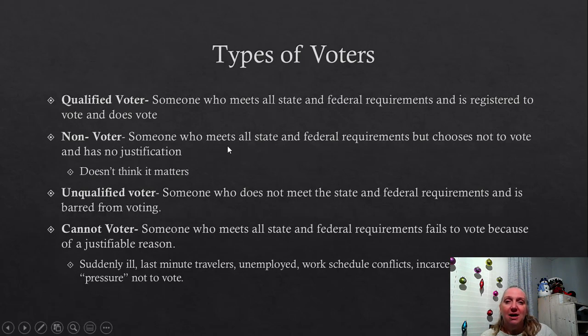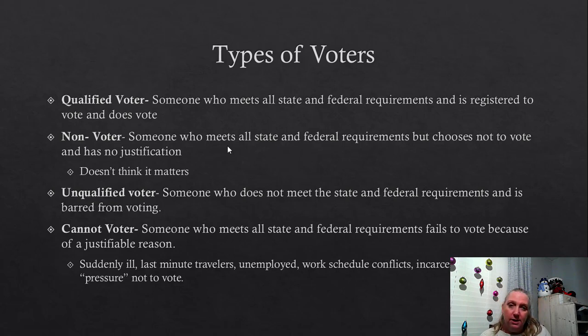All right. Now, let's talk about voters. So to be able to vote, you have to be a citizen. And we went over the ways that you became a citizen in this country. Now, let's talk about the type of voters that we have in the United States. So there's what is called a qualified voter. And this is someone who meets all state and federal requirements and is registered to vote and does vote. Okay, so a qualified voter can vote, is qualified to vote, and they actually do. They show up and they cast a ballot with frequency. Okay, that's a qualified voter.